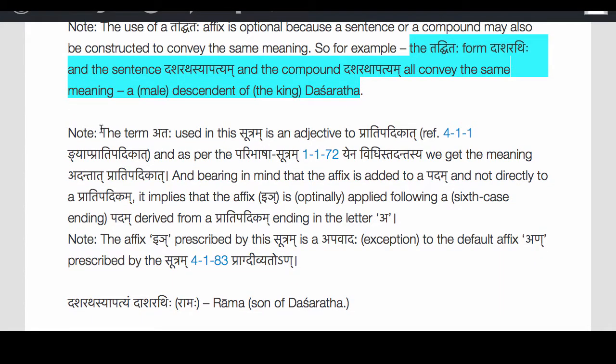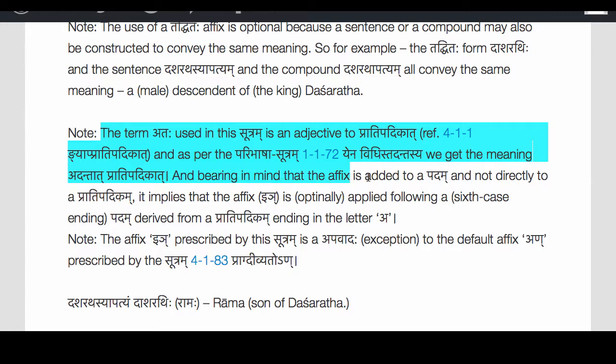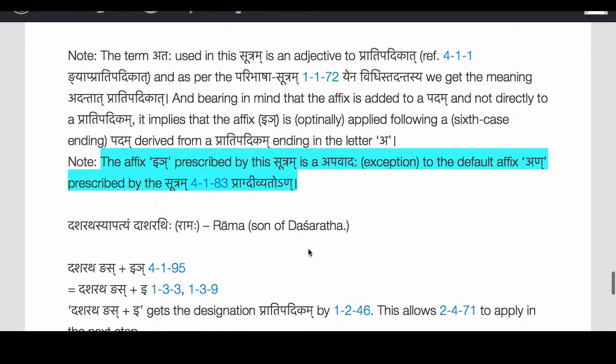The next note says that the term ataha used in this sutram 4195 is an adjective to pratipadikat. References to the adhikara 411 nya pratipadikat. As per the Paribhasha Sutram 1172, yena vidhistadantasya, we get the meaning adantar pratipadikat. And bearing in mind that the affix is added to a padam and not directly to a pratipadikam, it implies that the affix ing is optionally applied following a sixth case ending padam derived from a pratipadikam ending in the letter a. And the next note says that the affix ing prescribed by this sutram is a apavadaha, exception to the default affix an prescribed by the sutram 4183 pragdivyato an, which of course we are very familiar with.